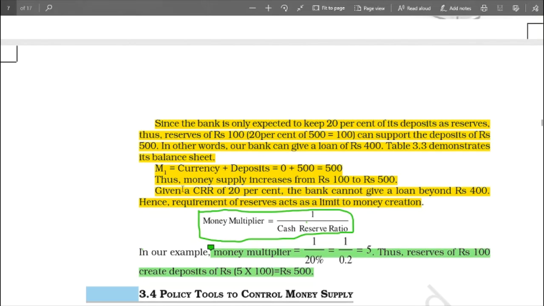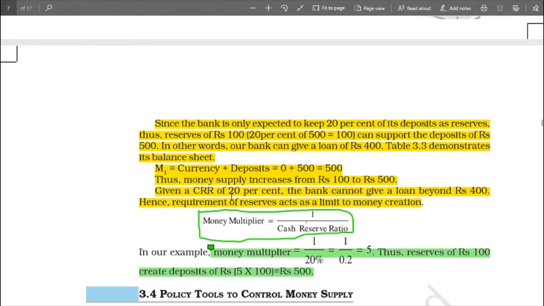So what we learn from here is that given CRR 20%, the bank cannot give a loan beyond 400. So that's why we understand that is the restriction being set by the Reserve Bank, so as not to over-give loans, so as to keep a check on money supply. Hence, the requirement of reserve is a limit to money creation. That is the power of the central bank. So that's how you can understand the multiplication of money in the economy. It's done by these commercial banks, so many of them.